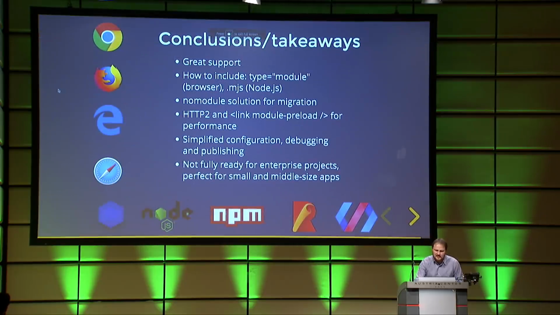Perfect. So let's try to put all these great things together. Support, great. Everything was green, right? How to include? We use the type module flag for the browsers, or the Michael Jackson solution, MJS, for Node.js. Super. Migrate. How do I migrate? I'm using the nomodule attribute for migration, which I showed you in the last slide. HTTP2 is required, because otherwise I'm loading 1,000 files, one after another. It's absolutely terrible.